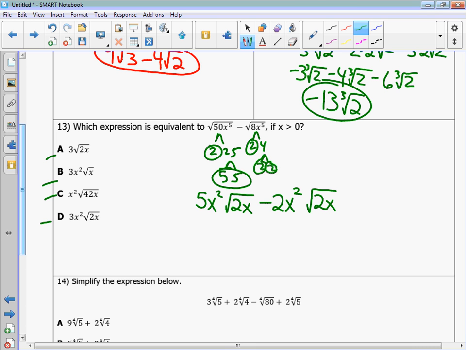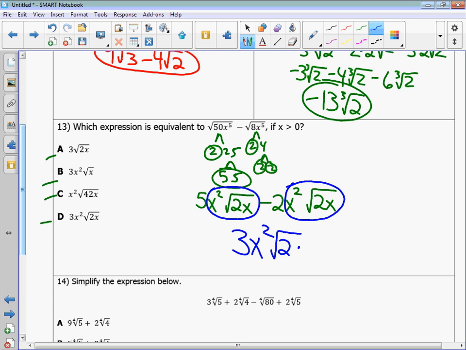So in this case, to have like terms, everything has to be the same with variables and radicals. All the variables and radicals all be the same thing. So I have 5x squared square root of 2x's. I'm subtracting 2x squared square root of 2x's. How many am I going to have left? I'm going to have 3x squared square root of 2x's left. And that's our final answer, which should match up over here, and it does.